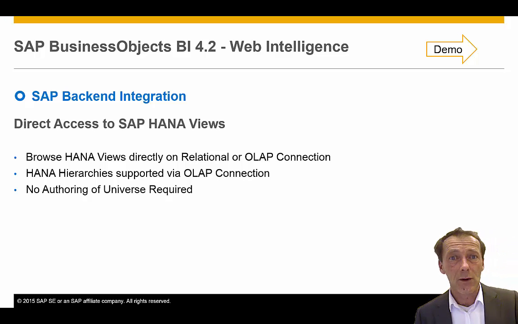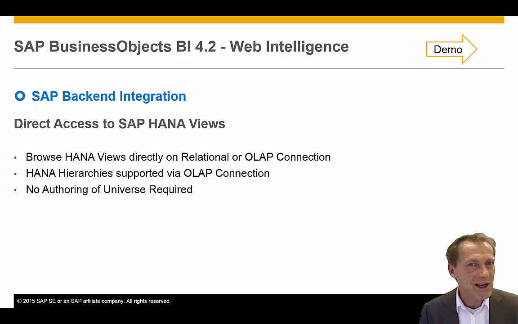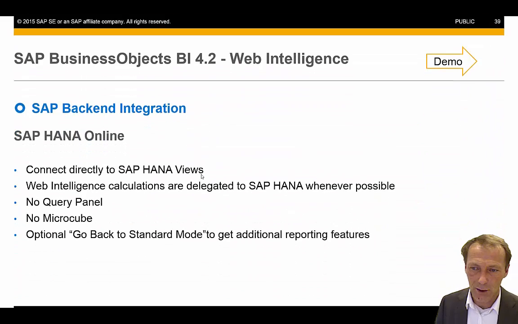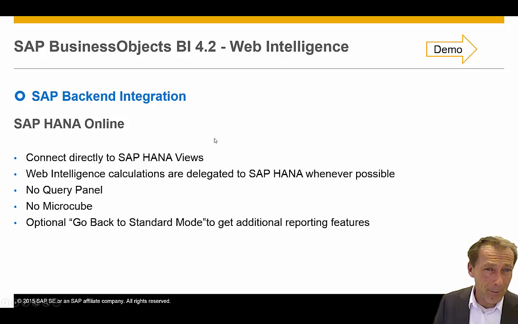Direct access to HANA views, very powerful. We couldn't do that before. It means that you do not need a universe anymore when accessing SAP HANA. So you can directly browse the views. Also the hierarchies are supported through the OLAP connection, and there's no authoring of the universe, of course, required. Similar native online access to HANA views.